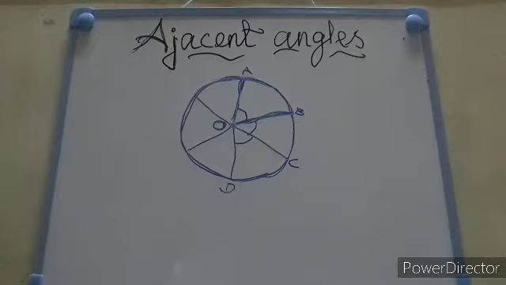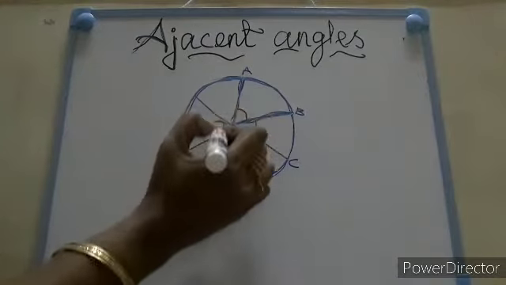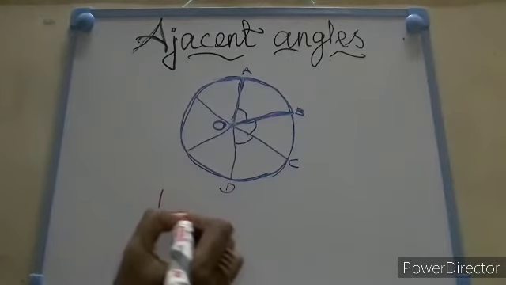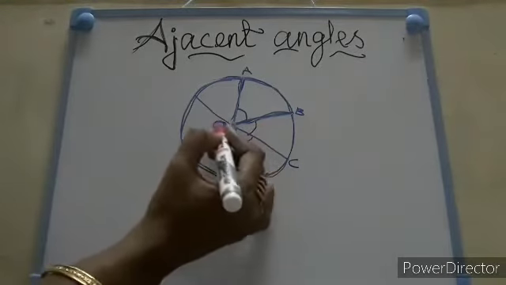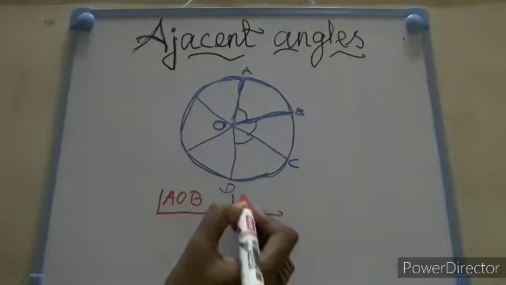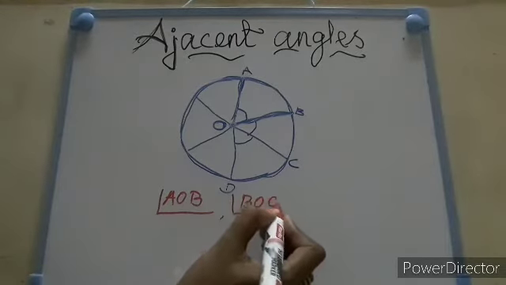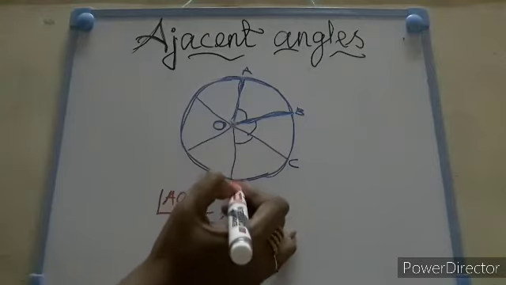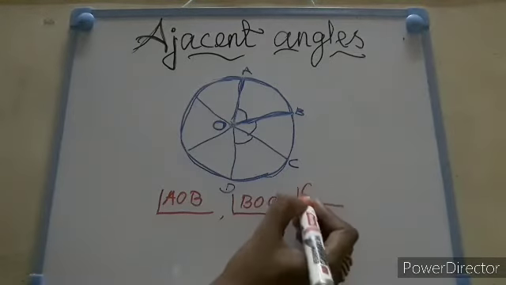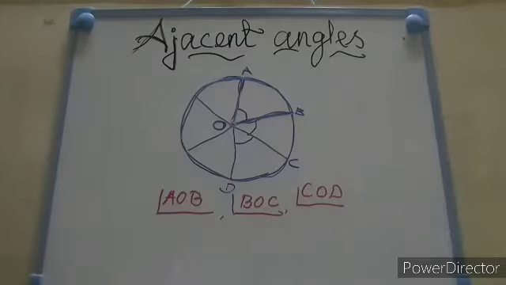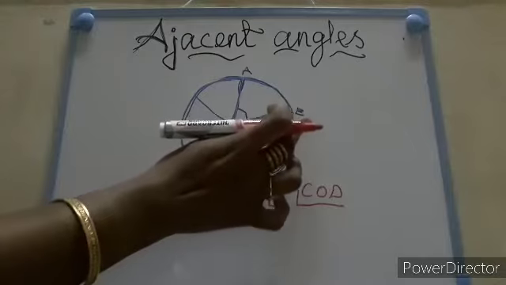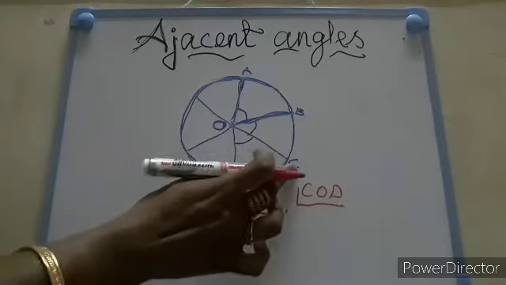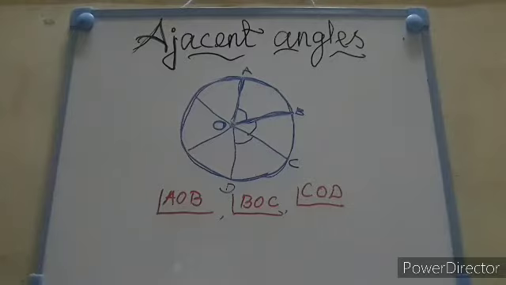Now, what is the meaning of adjacent angle? You know that this is one of the angles, that is angle AOB. Another angle is this one, that is BOC. Next one is this one, that is COD, right? Can you clear this? Yes, this is one angle, and this is also one of the angles. Like this it will go on.